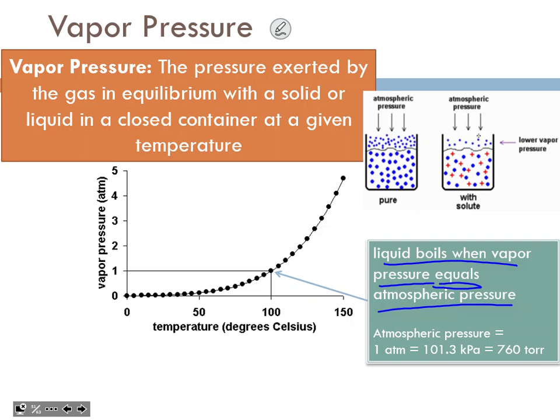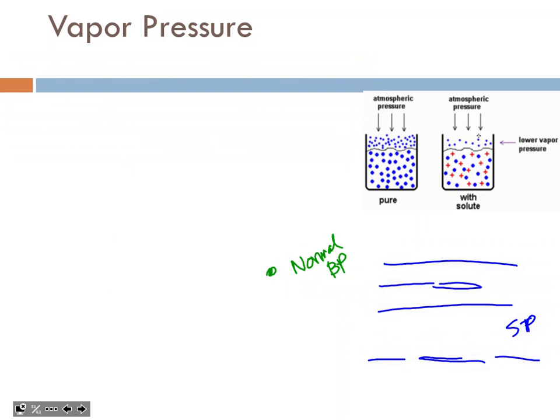Atmospheric pressure at sea level, this is standard pressure. Standard pressure: 1 atm, 101.3 kPa, and 760 torr. So here what you're looking for is at standard pressure, this would be our normal boiling point, okay? Because that's when it would equal atmospheric pressure at sea level, which we're about at sea level ourselves, okay?